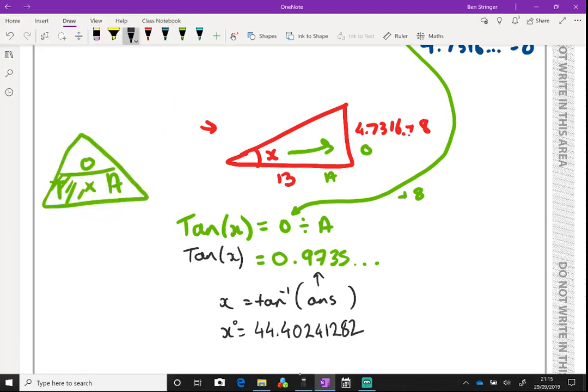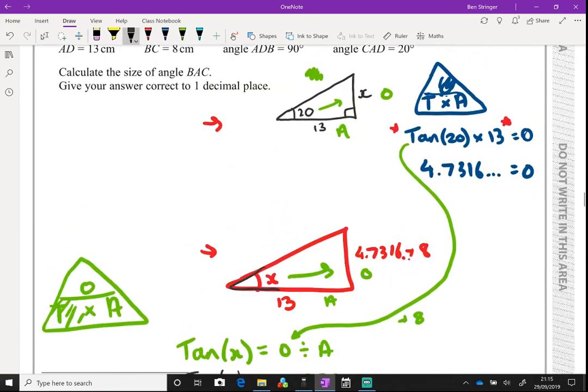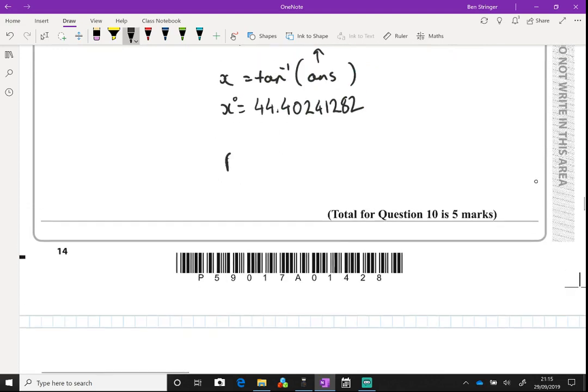However, that's the massive angle of the triangle, as in the big overall angle here. We don't want that. We want to take off 20 to be left with just this little bit. So to get angle BAC, it's 44.4 take away 20, so it's going to be 24.4 degrees.